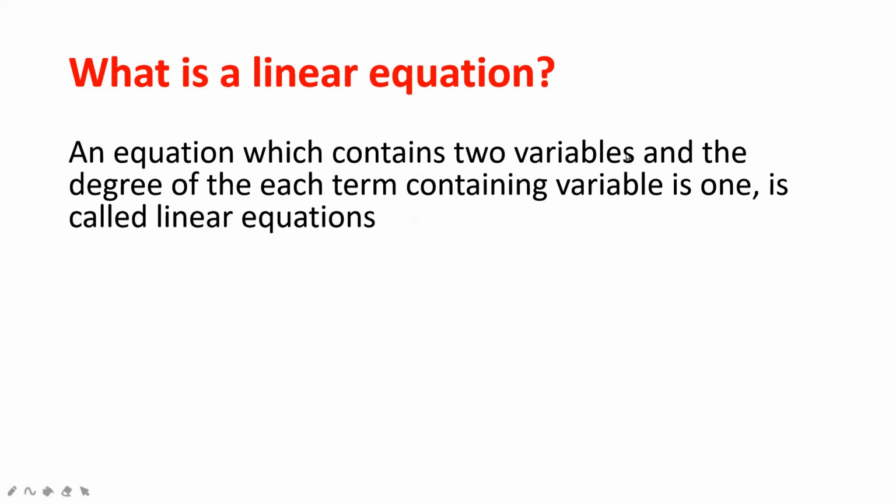Now what is a variable? Variable is nothing but your alphabets. It can be A, B, C, X, Y, Z, anything. Now we will read the second part. So the degree of each term containing variable is 1. So it means that the degree of the two variables should be 1.